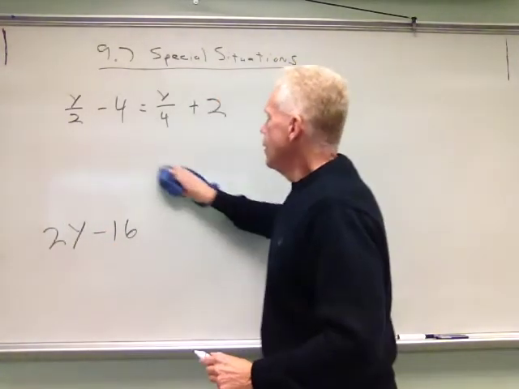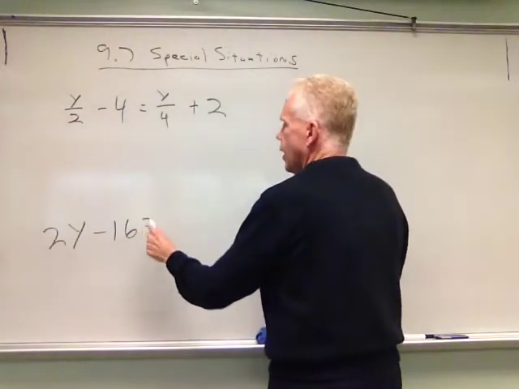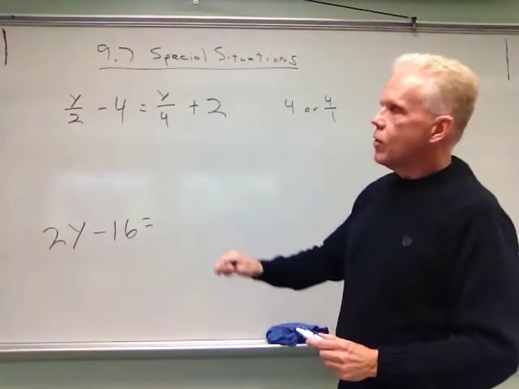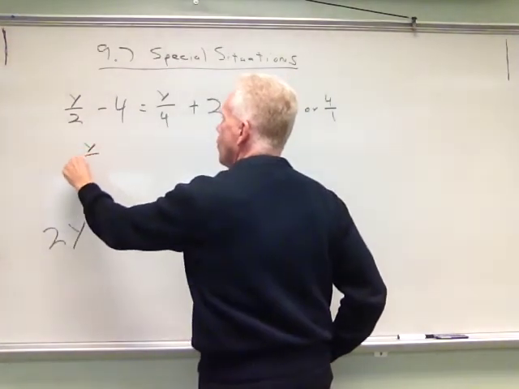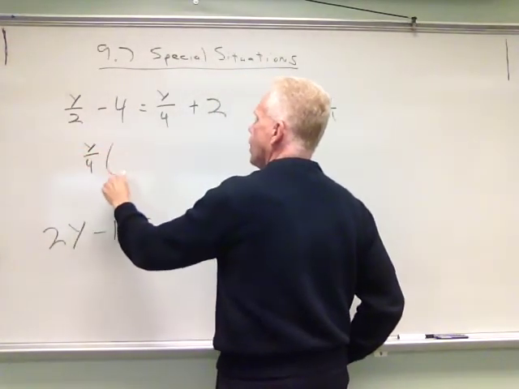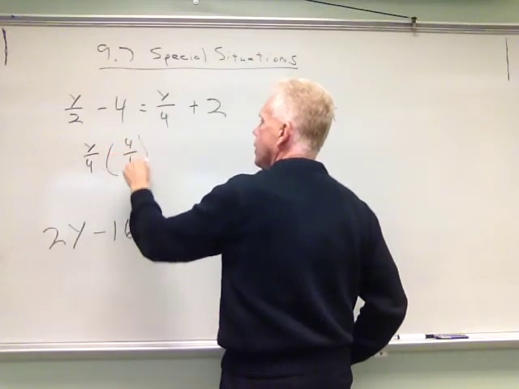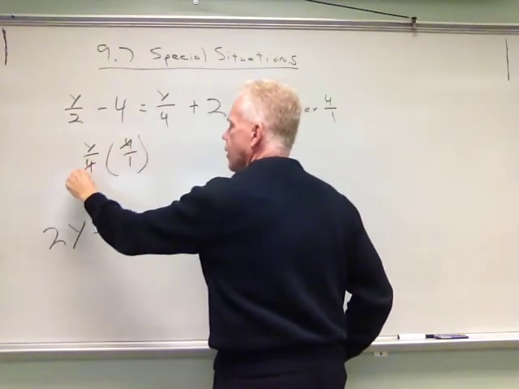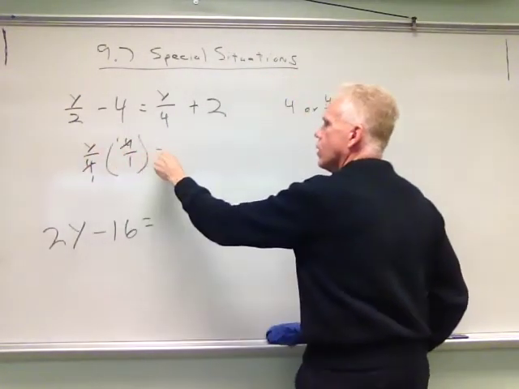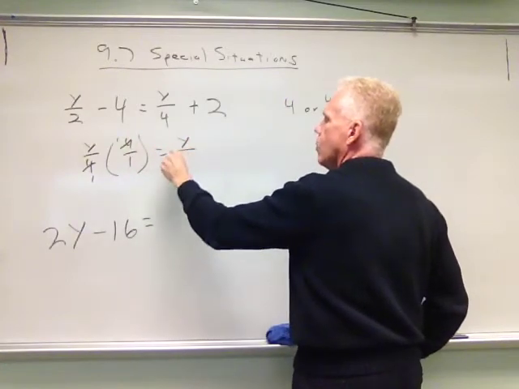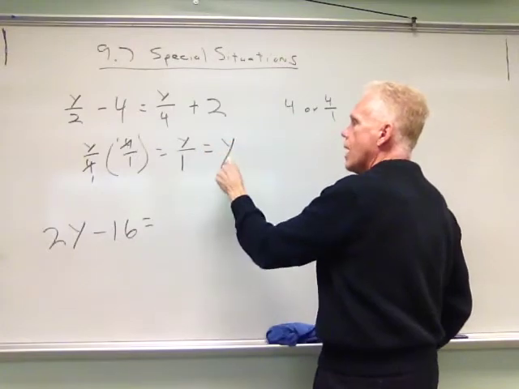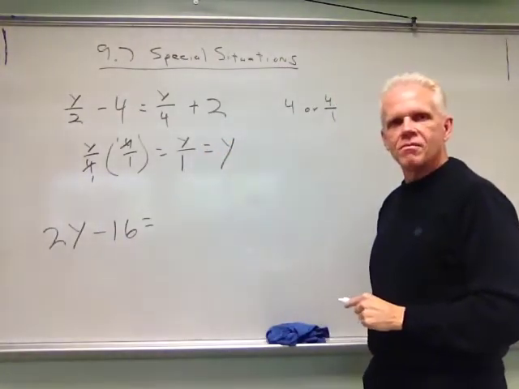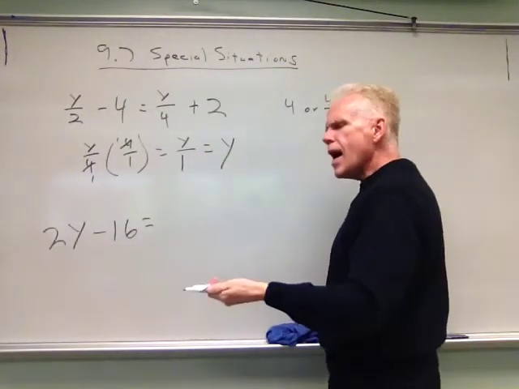Okay? Now I'm at my equal sign. Now my third term, or my first term on the right side of the equals, I'll multiply y over 4 times 4 over 1. Now the 4 will cancel the 4 and become 1s. We'll get y times 1 is y, 1 times 1 is 1, and y over 1, which is y. There you go. Y.